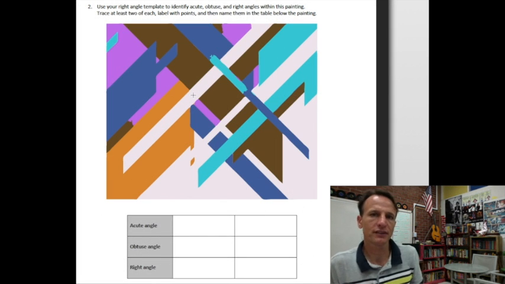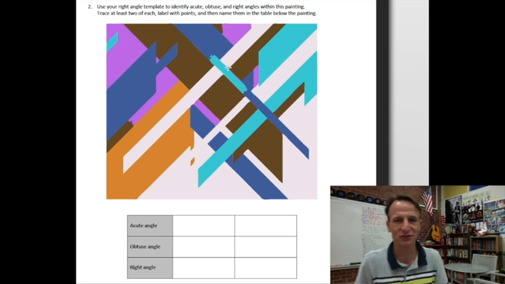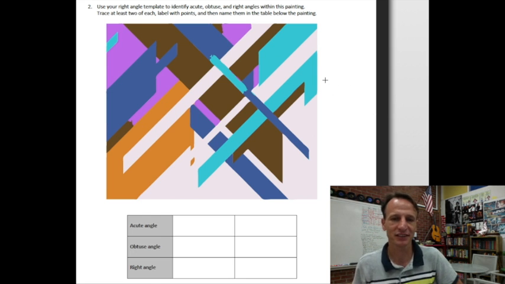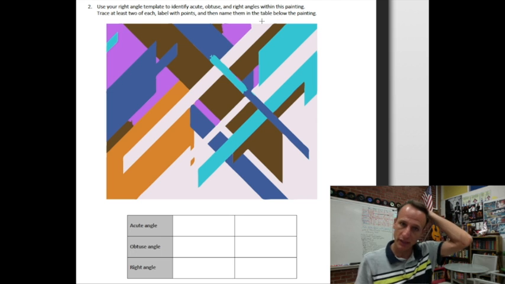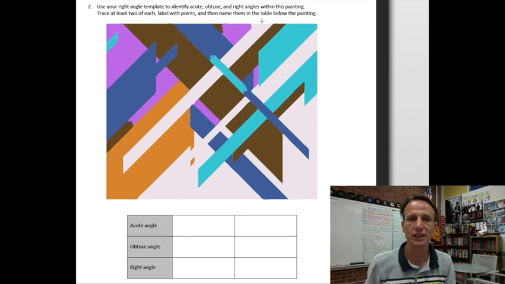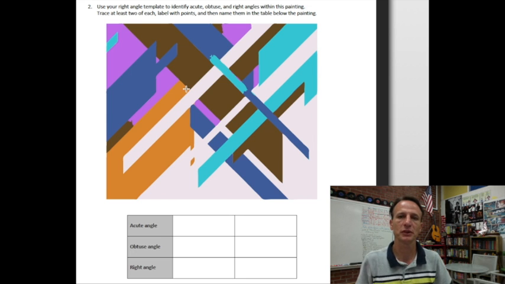Well, ain't this interesting? This is a little different from what we're used to here, but yeah, they're trying to be artsy. Give it up to them. A little STEAM action. So we're going to use our right angle template, or you're going to anyway, to identify acute, obtuse, and right angles within this painting. Trace at least 2 of each, label with points, and then name them in the table below the painting.